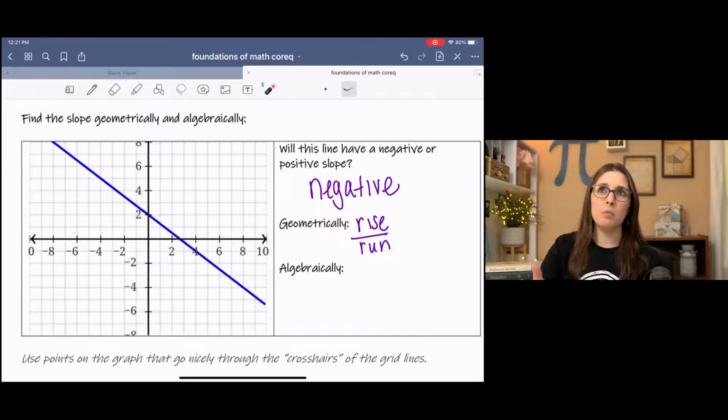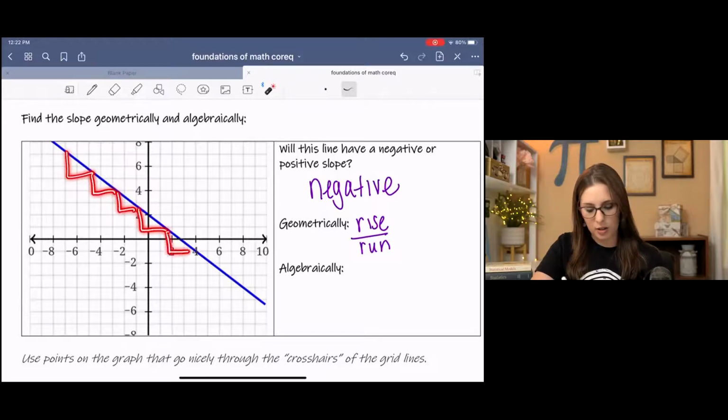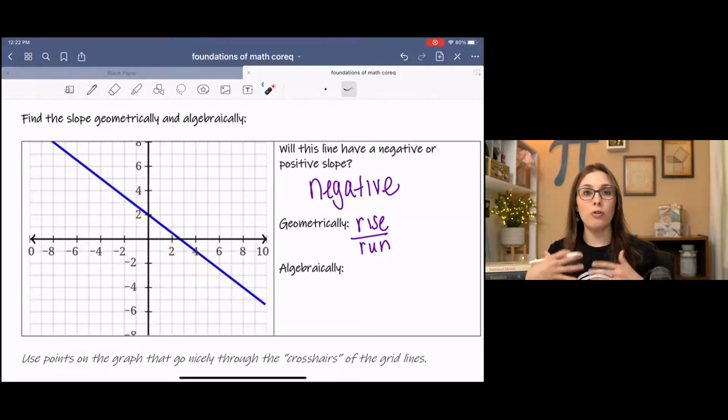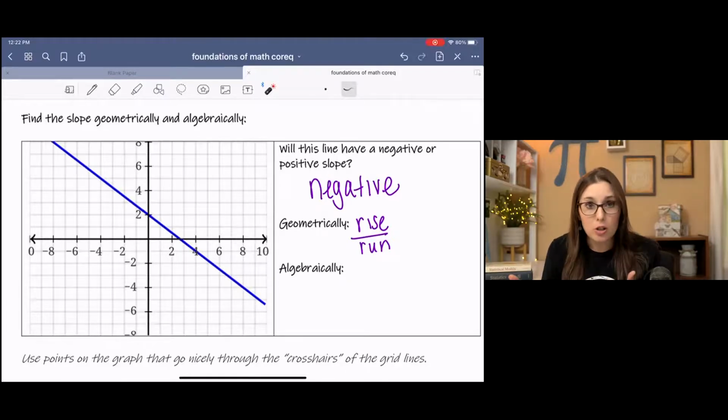Geometrically, you can pick any point on the graph because this is going to have an average rate of change, a constant rate of change. It's linear. So for every unit, it's going to move at the same rate. It's going down and over, down and over, down and over. And depending on what you see first, you just pick any point on the graph.